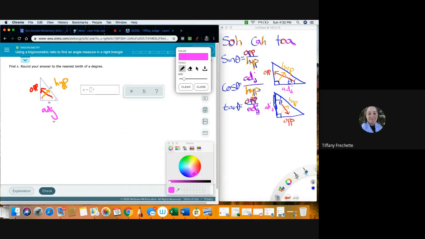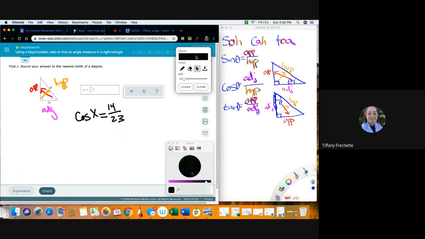All right, so here are my three. I have adjacent and hypotenuse. That tells me if I come over here, I have to use cosine. So I need to label them before I can decide what I'm using. I'm going to do cosine of x equals adjacent over hypotenuse, because that's my ratio.